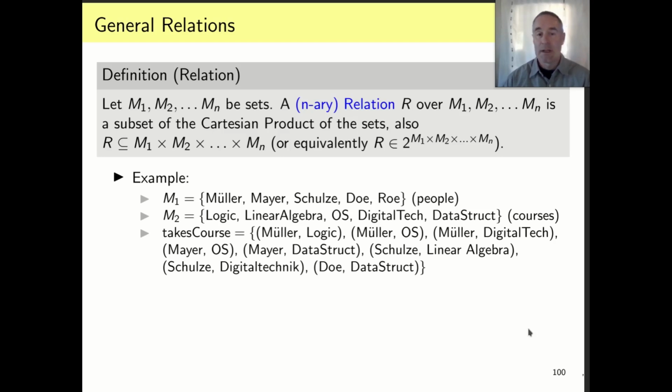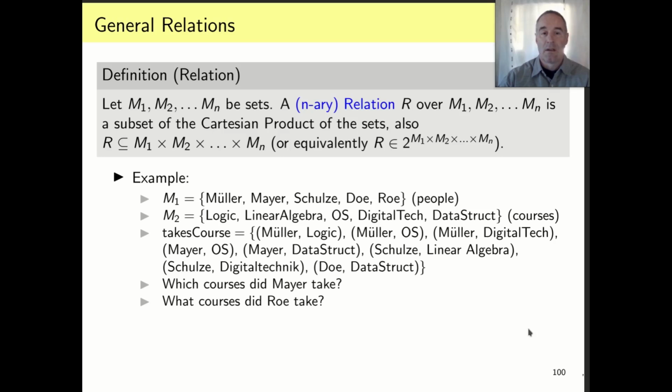So we might have the relationship takes course. So the actual courses taken by these people is going to be a subset of all the courses they might have taken. And in this particular example, we have Müller takes logic and operating systems and digital technology. Meyer takes operating systems and data structures, and so on. So which courses did Meyer take? Okay, took operating systems and data structures, and so on.